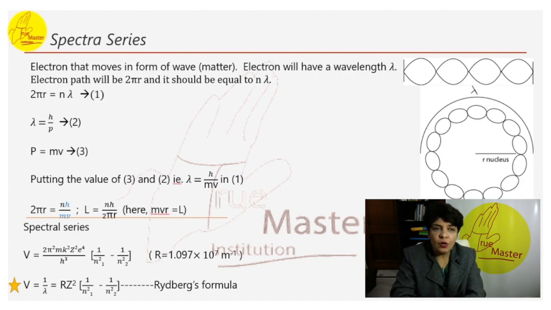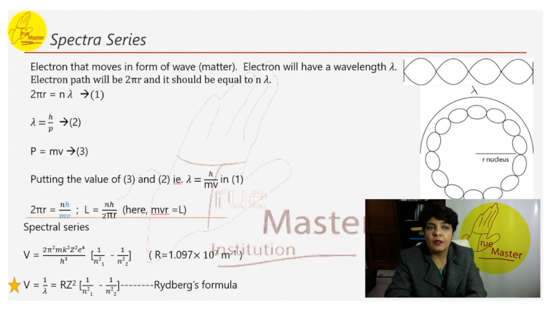Electrons move in the form of waves. Electrons don't just revolve around the nucleus in a circular manner. They actually move in the form of a wave. So if you stretch it out, this is how they are moving. The electron is moving around. So the electron moves in the form of a wave, and it will have a wavelength, say lambda.